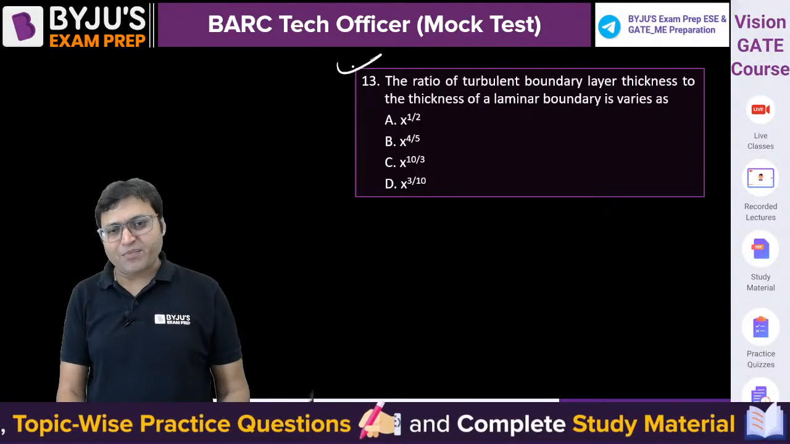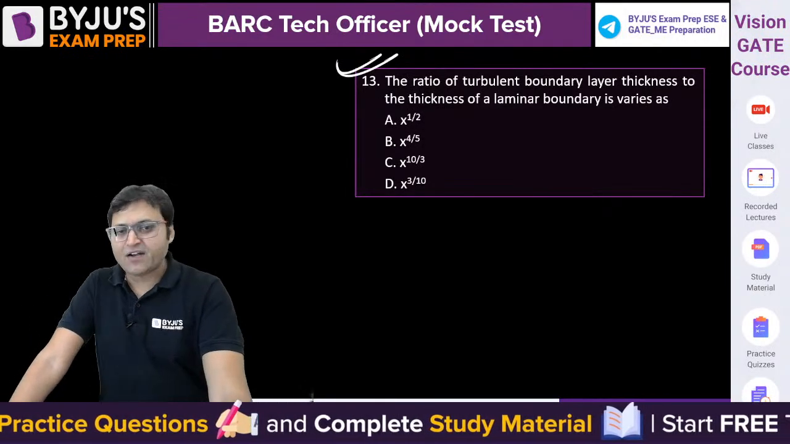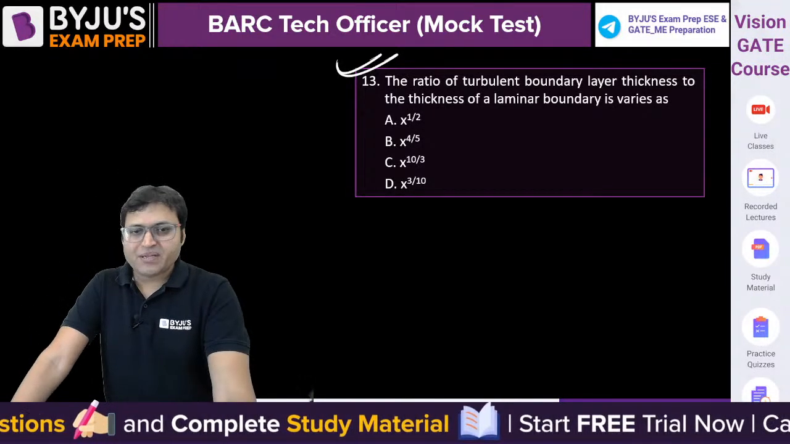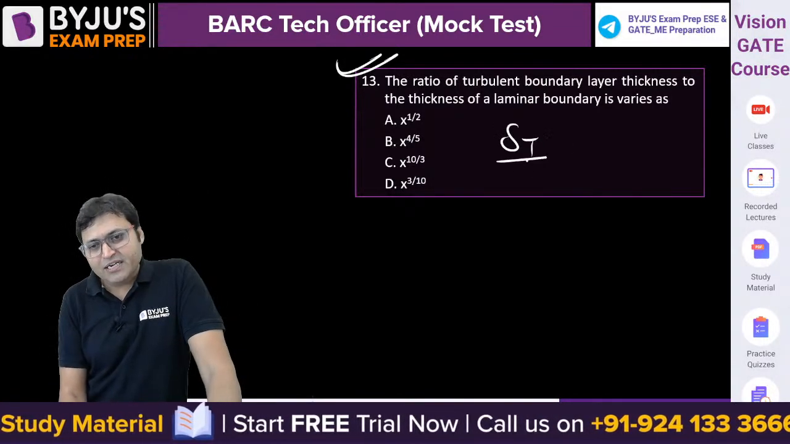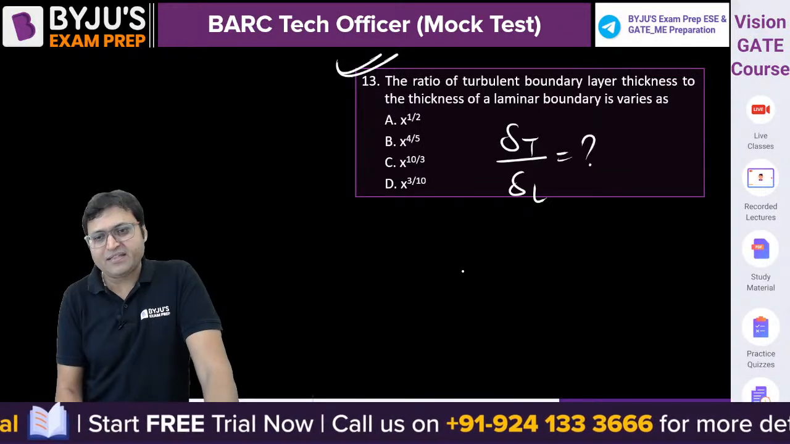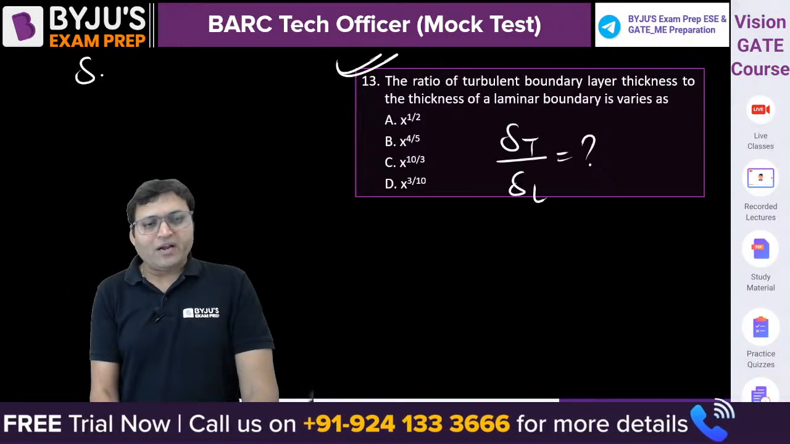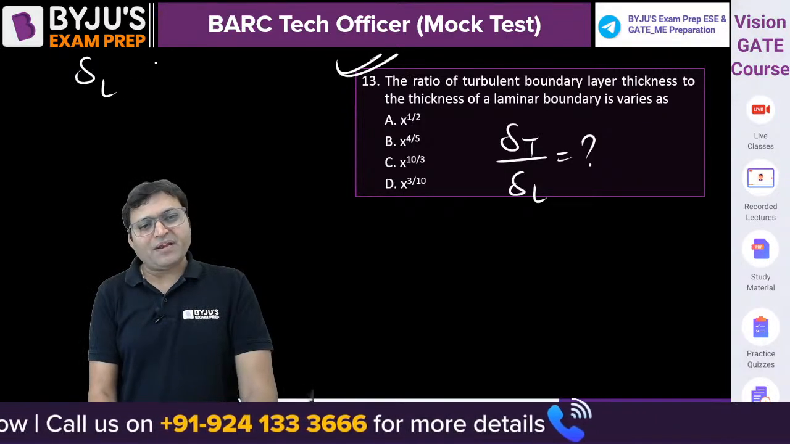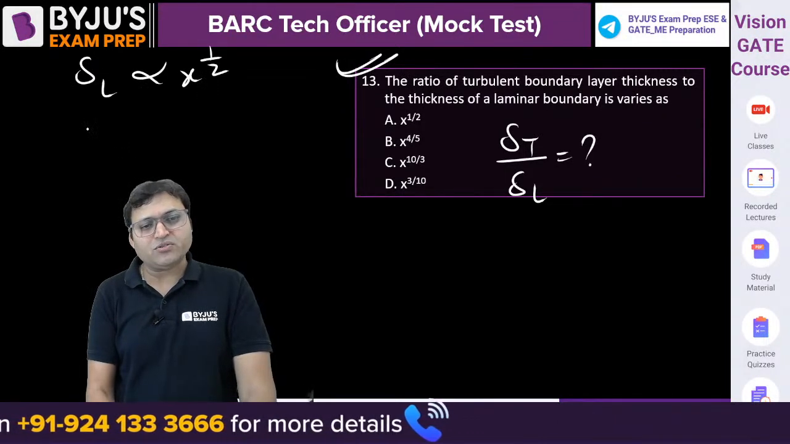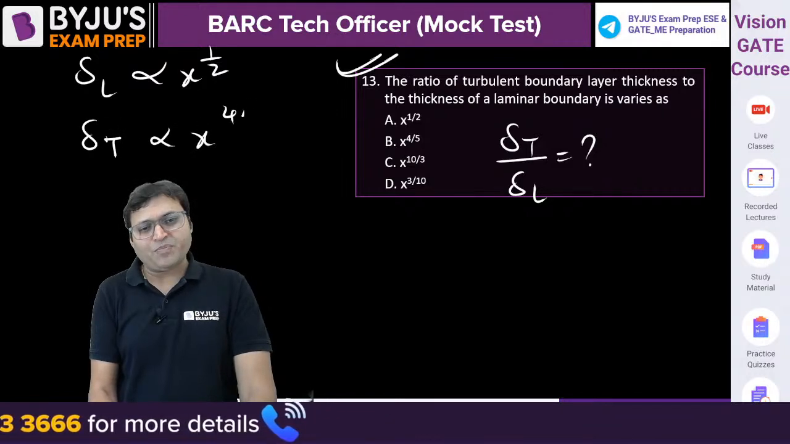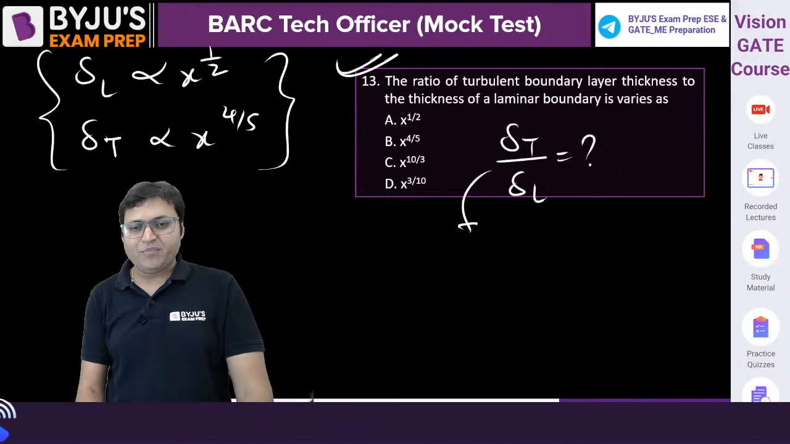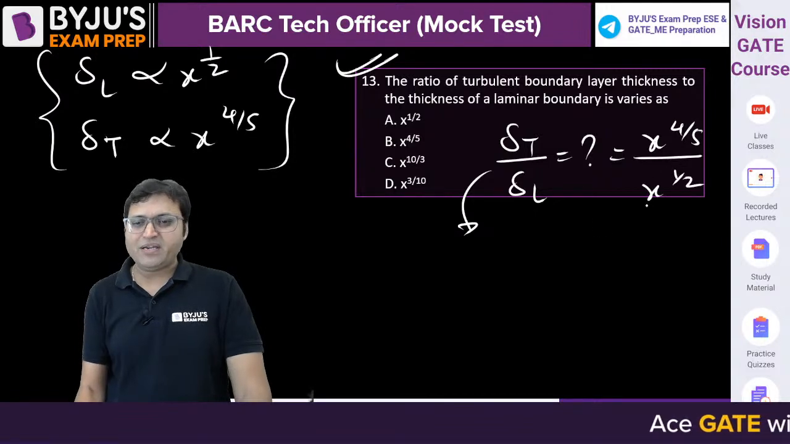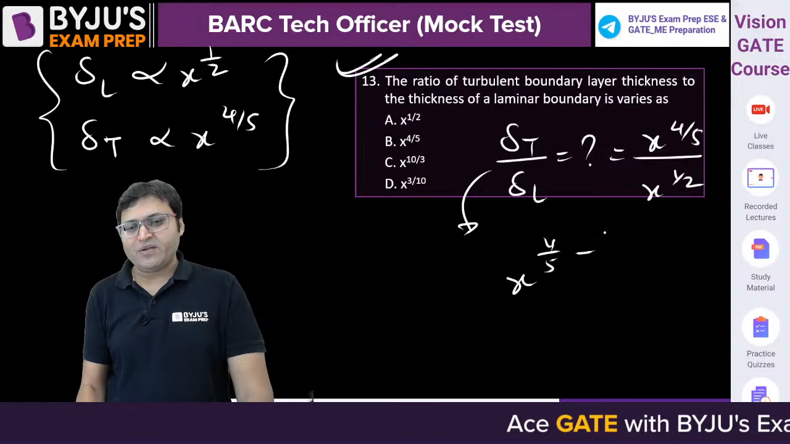The next question, question number 13, from the external flow. The ratio of turbulent boundary layer thickness to the thickness of laminar boundary layer. Turbulent to the laminar boundary layer thickness ratio. So for laminar, boundary layer thickness is proportional to x to the power 1 by 2. For turbulent, it is x to the power 4 by 5, isn't it? So turbulent by laminar will be x to the power 4 by 5 upon x to the power 1 by 2. So x to the power 4 by 5 minus 1 by 2.